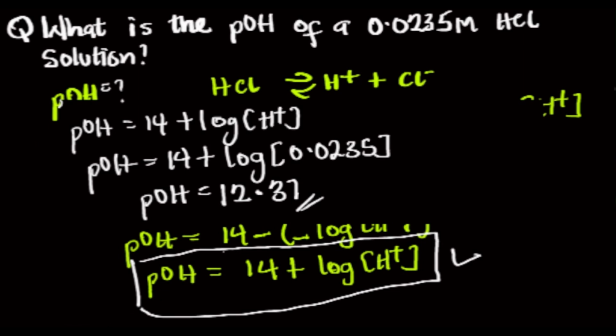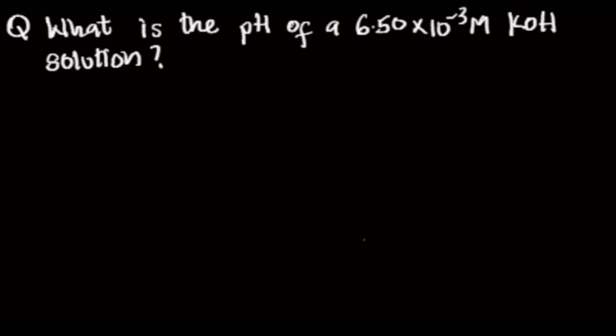It's very, very simple. So that's it. So let's move to another question. What is the pH of 6.50 multiplied by 10 raised to power minus 3 molar of KOH?